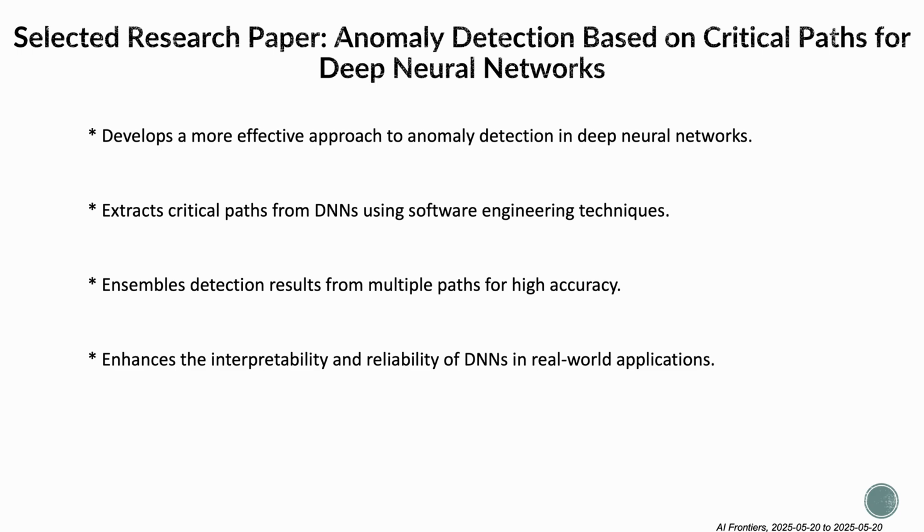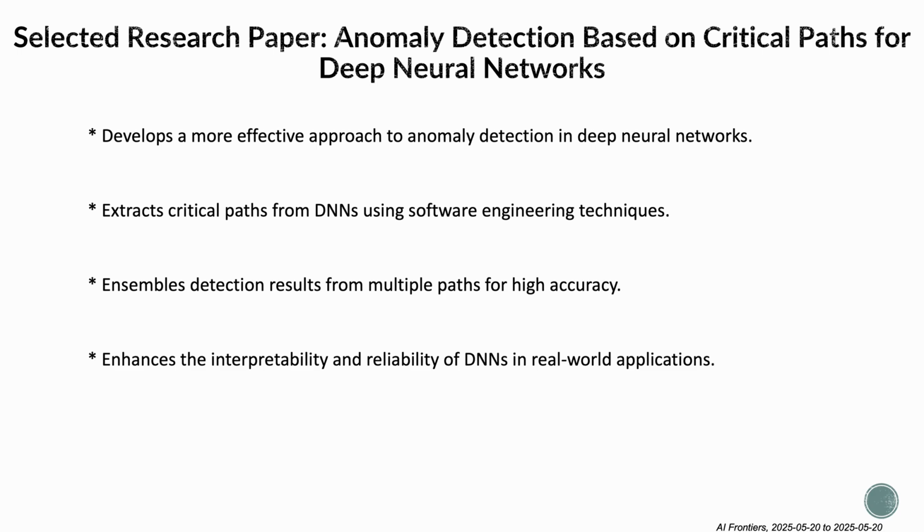The authors aim to extract critical paths from DNNs and apply them for anomaly detection, enhancing the interpretability and reliability of these models. The authors propose a novel approach that extracts critical paths from DNNs using software engineering techniques. The method involves identifying critical detection paths via genetic evolution and mutation. Since different paths in a DNN often capture different features for the same target class, the authors ensemble detection results from multiple paths by integrating random subspace sampling and a voting mechanism.